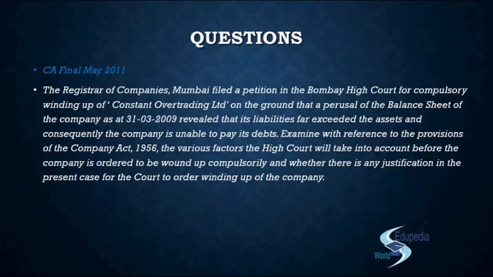So first, to answer this question, you will have to refer to the provisions of section 433, right? The fifth ground, that is the company unable to pay its debt. So first you write down the provision that if the company is unable to pay its debt, the company can be compulsorily wound up, right? But what are the conditions over there? That there should be an amount of debt exceeding rupees 500, and the company did not pay it for the period of 3 weeks from the date of demand.